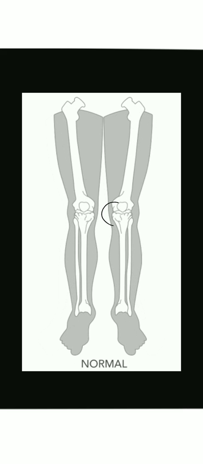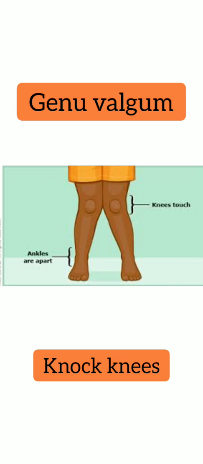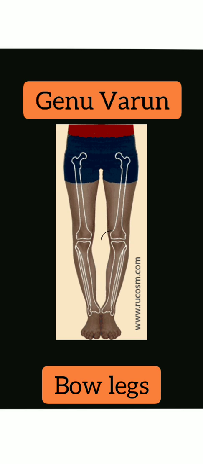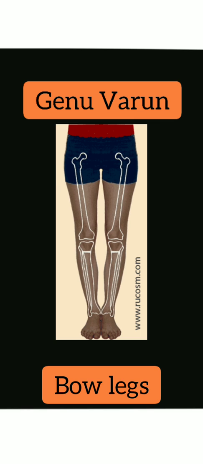If the medial tibiofemoral angle is greater than 185 degrees, it is called genu valgum or knock knees. If the medial tibiofemoral angle is 175 degrees or less, it is called genu varum or bow legs.